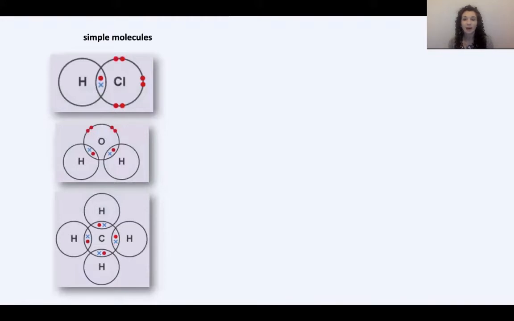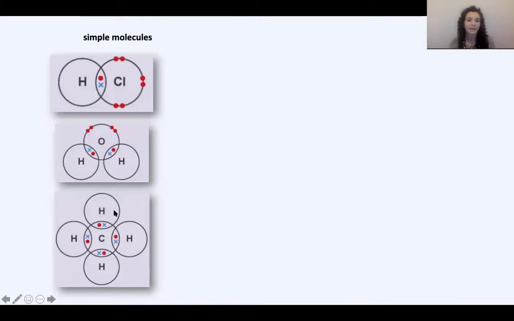So firstly, these are some examples of simple molecules that can be formed by covalent bonding. Here we've got the hydrogen chloride that we just looked at. You've got this pair of shared electrons here. Here we have this molecule. I wonder if anybody knows what this molecule is called. There are 2 hydrogens and 1 oxygen there. So yeah, that is water, that's H2O. And you can see here that there are 2 pairs of shared electrons. So the oxygen is sharing a pair of electrons with 1 hydrogen and a pair of electrons with another hydrogen.